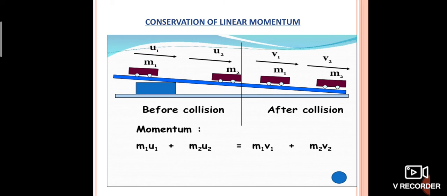This law can be expressed in the form of an equation, that is m1 u1 plus m2 u2 equals m1 v1 plus m2 v2. It implies that the product of mass and velocity remains constant throughout the process. This is the explanation of law of conservation of linear momentum.